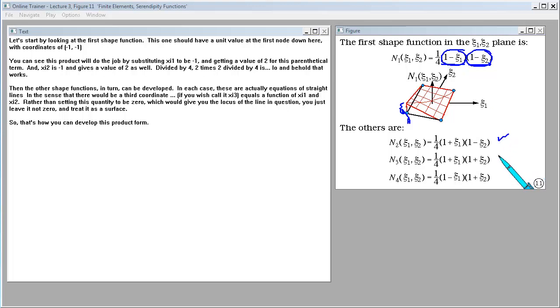In each case, these are actually equations of straight lines, and in the sense that there would be a third coordinate, if you wish, call it C3 equals a function of C1 and C2. And then rather than setting this quantity to be 0, which would give you the locus of the line in question, you just leave it not 0 and then treat it as a surface. So that's how you can develop this product form.